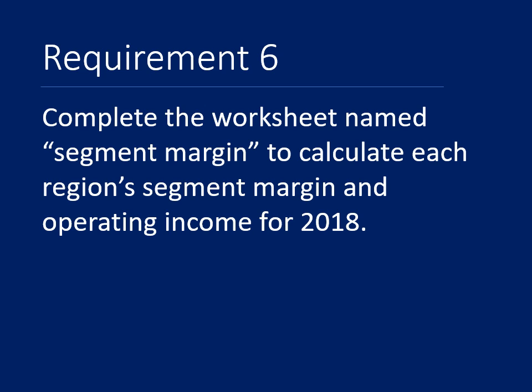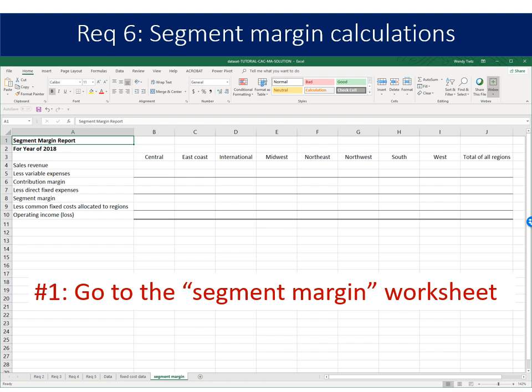Requirement 6 reads, complete the worksheet named segment margin. You will calculate each region's segment margin and operating income for 2018. You will link to the totals in the pivot table you created for requirement 3. You will get the fixed cost for calculating the segment margins from the fixed cost data worksheet. Go to the segment margin worksheet.